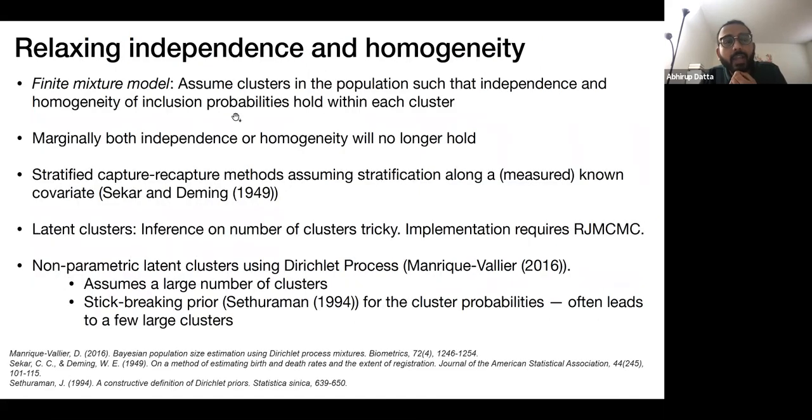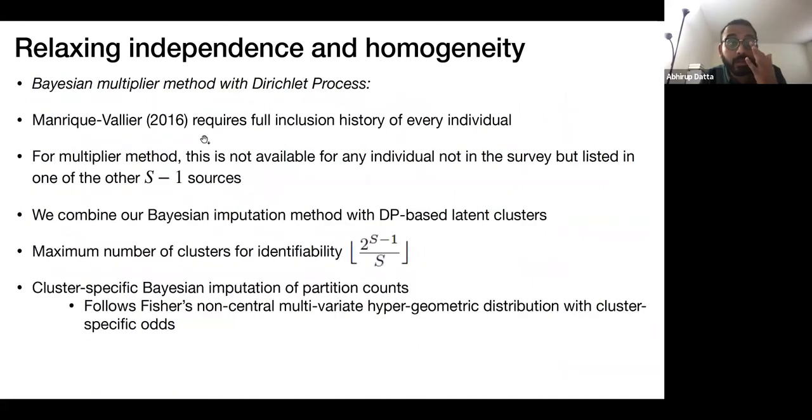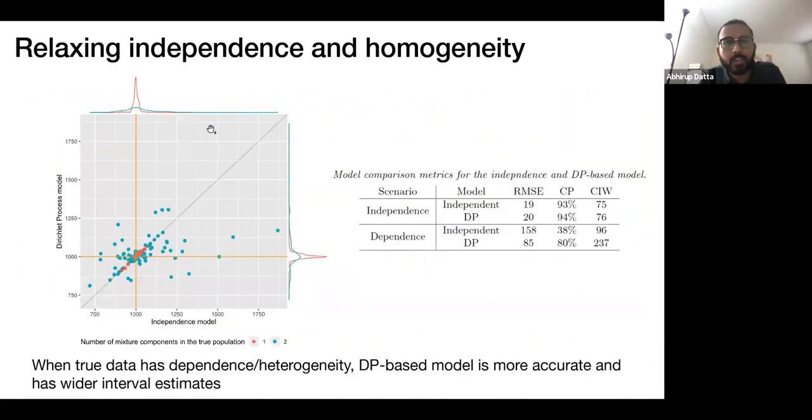And then we relaxed the independence and the homogeneity assumption by using a finite mixture model with latent clusters using a Dirichlet process. This is based on the Manrique-Vallier paper from 2016. We assume that the population has many latent clusters, and independence and homogeneity only hold within each cluster. So when you marginalize over the clusters, they no longer hold. Under this assumption, we can extend our Gibbs sampler to this setting. I will not go over these steps, but I'll just show the results.